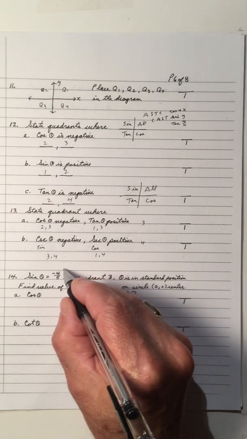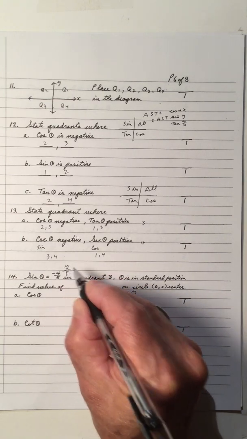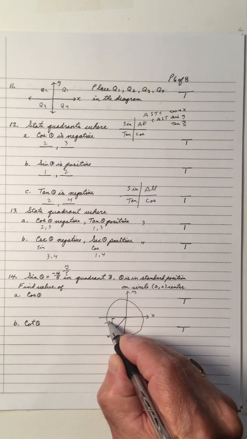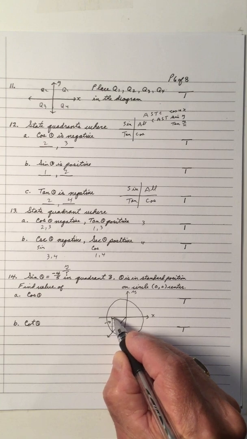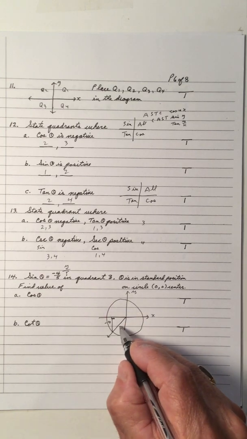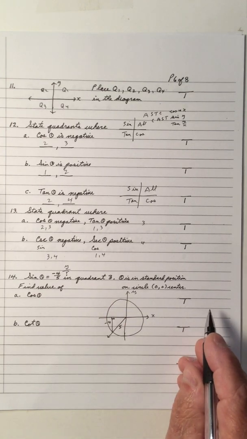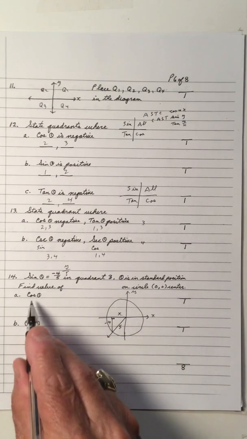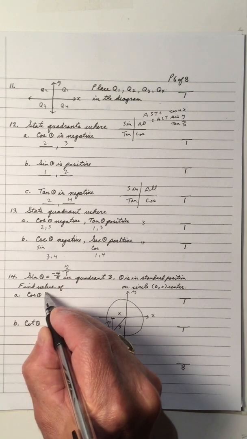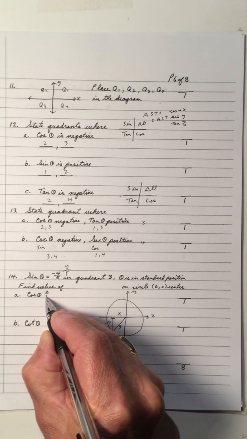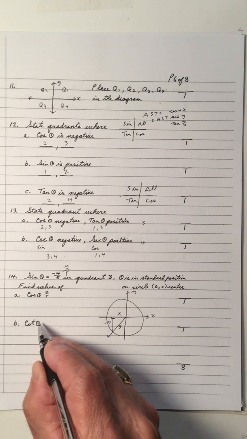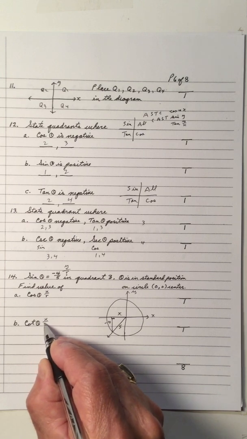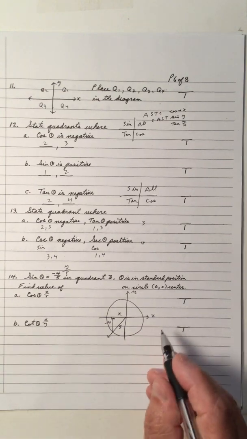And sine is the y over the r. So the y is negative 4, and the radius is 5. Now we have to work out what x is. Because cos is the x over the r, and the tan is the y over the r, and cot is the x over the y, so I need the x coordinate.